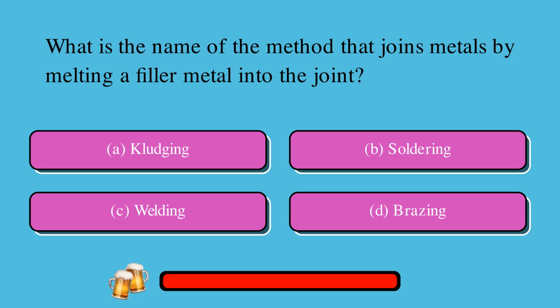What is the name of the method that joins metals by melting a filler metal into the joint? A, kludging, or B, soldering, or C, welding, or D, brazing? The correct answer is B, soldering.